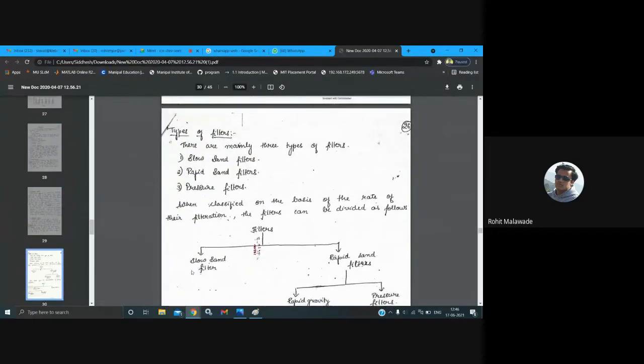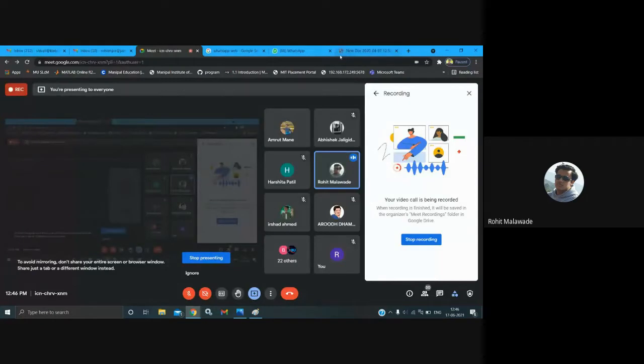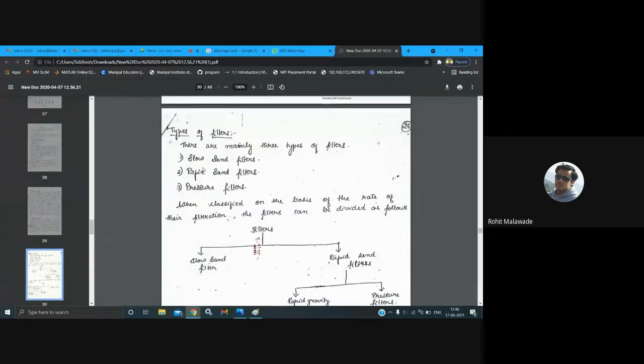Now, by using filters, we are going to remove such fine elements which are present in water. So we will see how many types of filters we are going to have. We are going to have three types of filter: slow sand filter, rapid sand filter, and pressure filter.